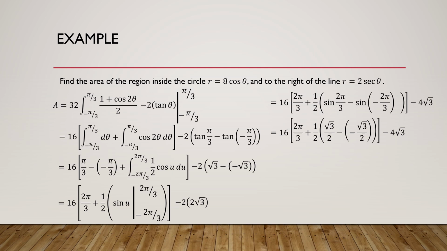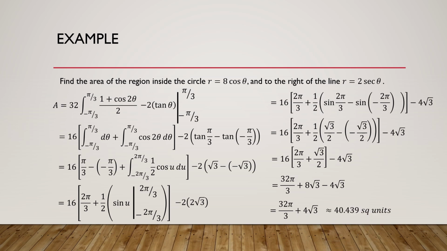Sine 2 pi over 3 is the square root of 3 over 2, and sine negative 2 pi over 3 is negative square root of 3 over 2. Simplify again to get 16 times the quantity of 2 pi over 3 plus the square root of 3 over 2, minus 4 times the square root of 3. Distribute the 16 to get 32 pi over 3 plus 8 square root of 3 minus 4 square root of 3. Combine the like terms to get the final answer 32 pi over 3 plus 4 square root of 3, or 40.439 square units.